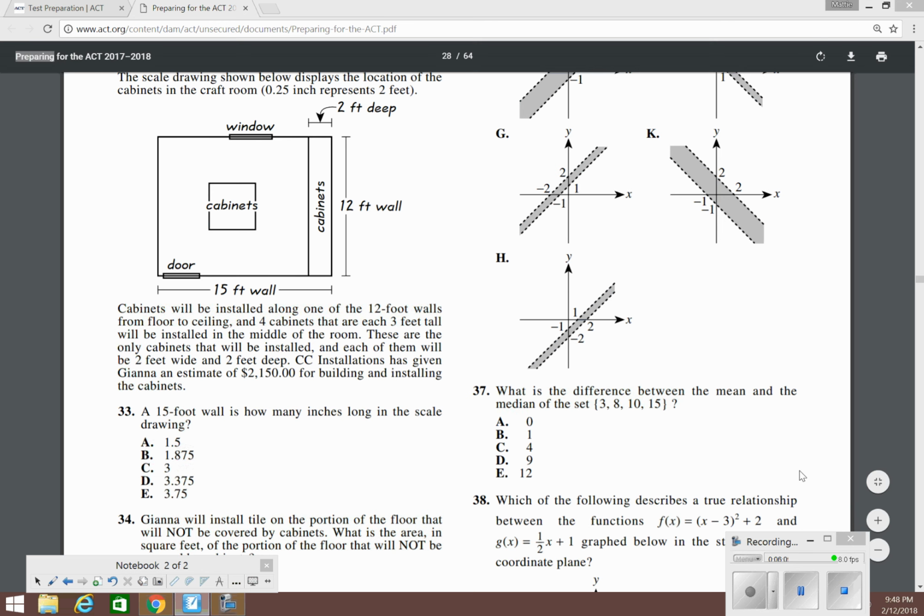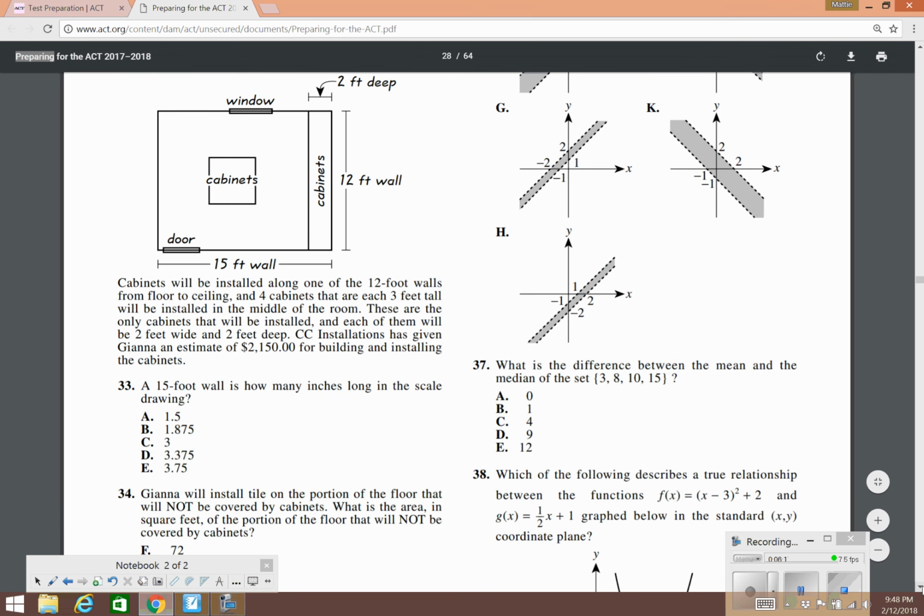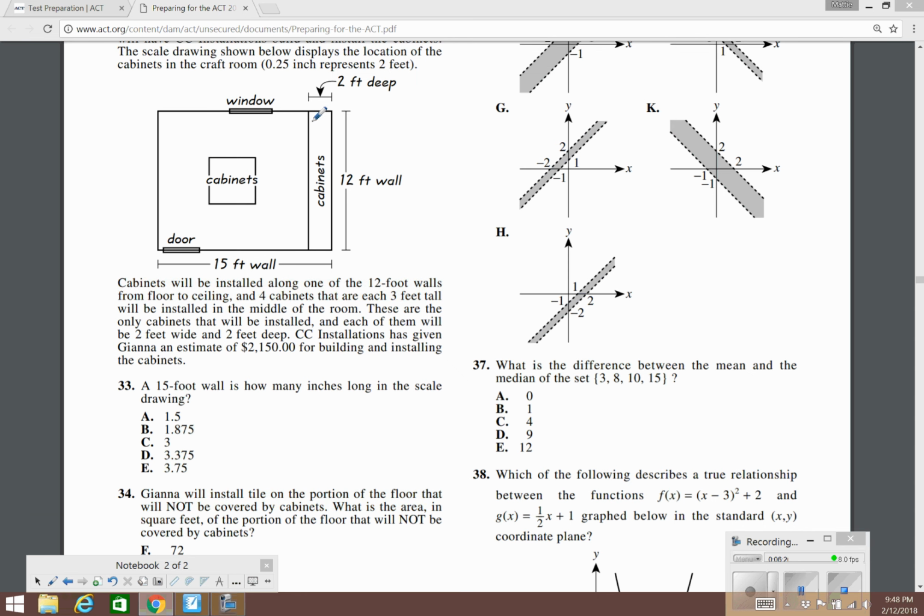On number 34, it says Gianna will install tile on the portion of the floor that will not be covered by cabinets. What is the area in square feet of the portion of the floor that will not be covered by cabinets? So what we're saying is that in our picture, we're not going to include any of this area that's cabinets. So the length of this wall is no longer 15. I've got to take off the 2 feet deep, and so now it's going to be 13 feet long. It's still 12 feet wide, or tall, how you're looking at the picture.